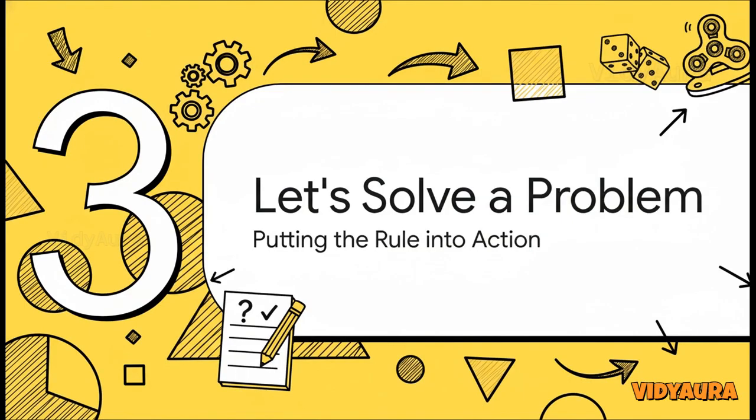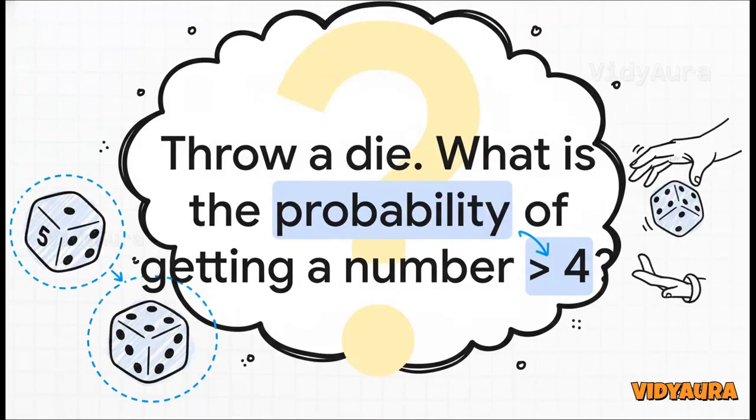Theory is great, but math is all about doing. So let's take our golden rule for a test drive with a real exam-style question. We'll do it together, so don't worry. You've got this. Okay, here's our problem. Nice and simple. We throw a normal die just one time. The question is, what's the probability that the number we get is greater than 4?